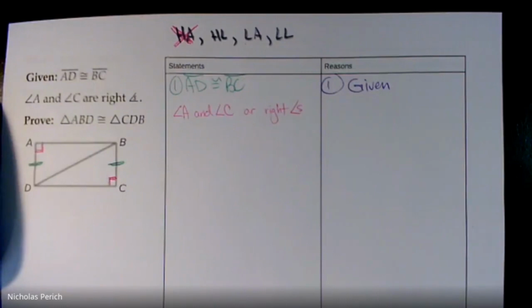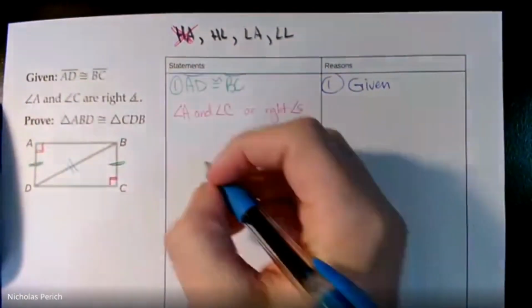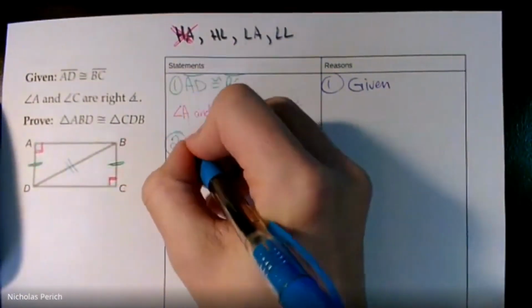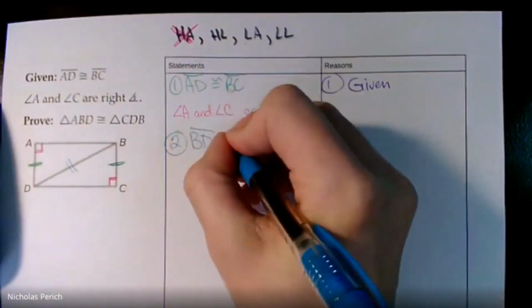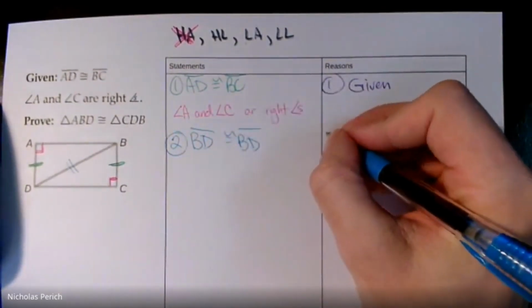Can I use the San Diego special here? Yes, I can. I could say that BD, for best dude, is congruent to BD. And that's reflexive.